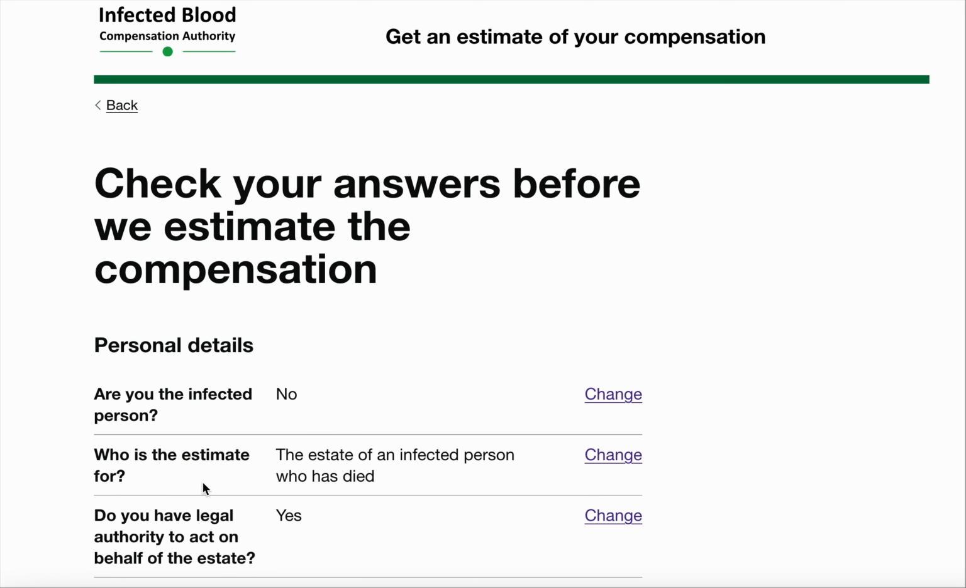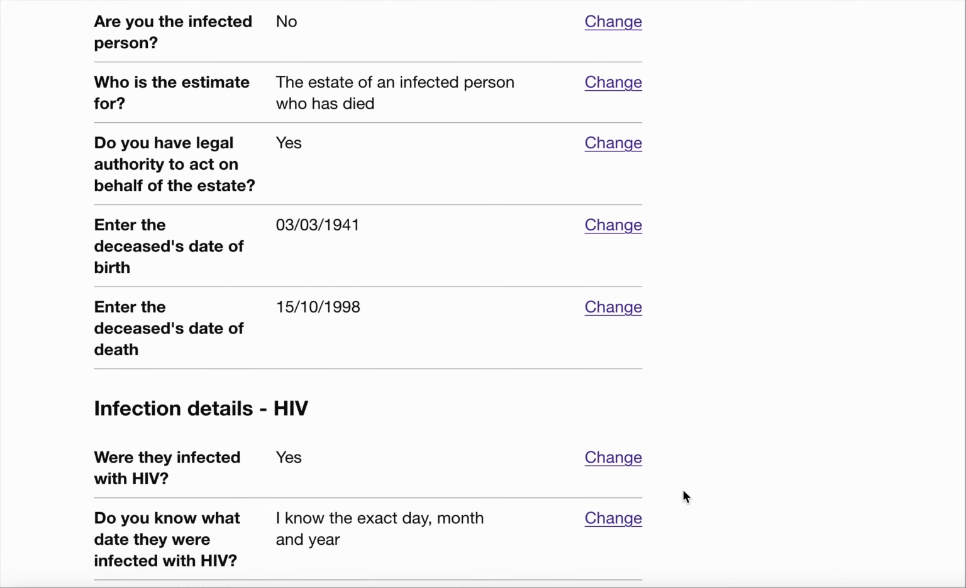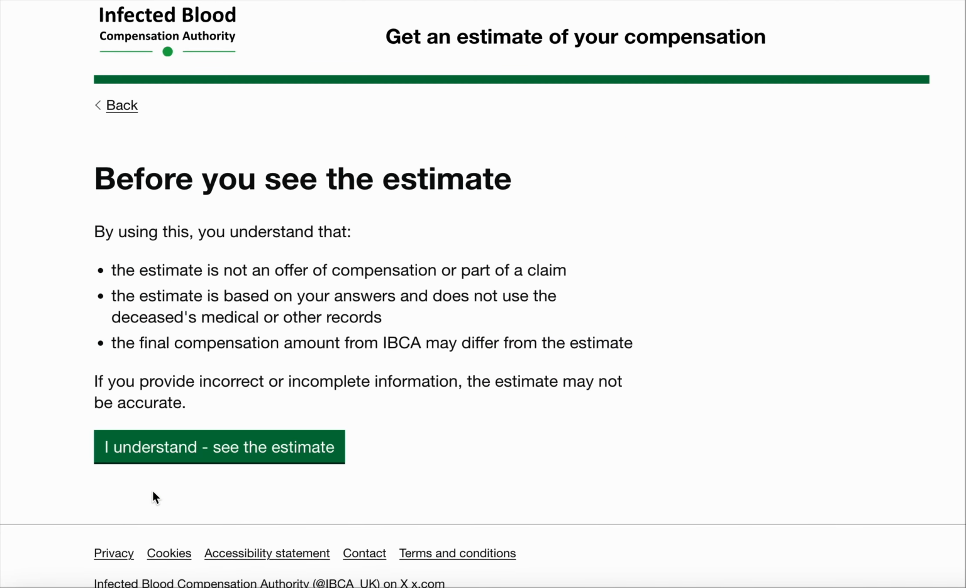Click Continue. Finally, before the compensation claim is estimated, you will be asked to check your answers and confirm that they are correct. Click Change if you need to make amendments to the answers. Once you're happy with your answers, click Confirm to progress to the next step. In this example, the person is happy that the information they have provided is accurate.